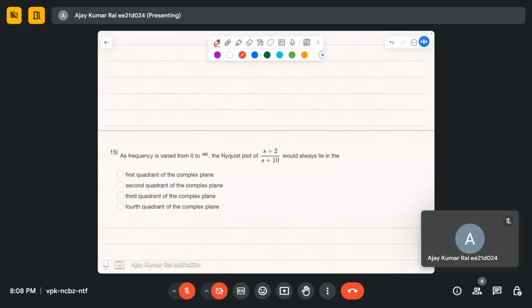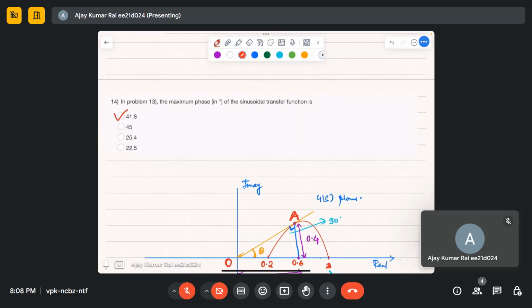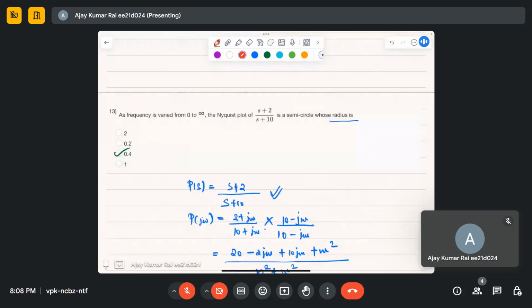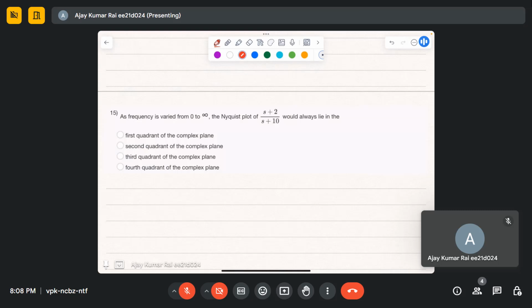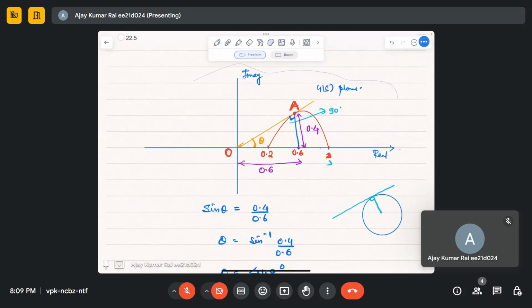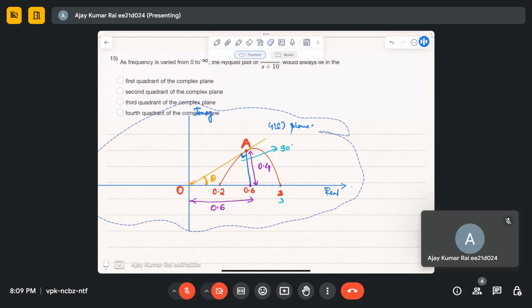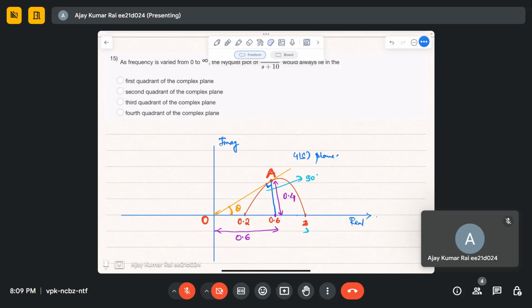The next question is also related to s plus 2, s plus 10. We have drawn for s plus 2 and s plus 10. The last question is, as frequency is varied from 0 to infinity, the Nyquist plot of s plus 2 and s plus 10 would always lie in the first quadrant. We have drawn the Nyquist plot, and what can we see? It's always lying in the first quadrant.